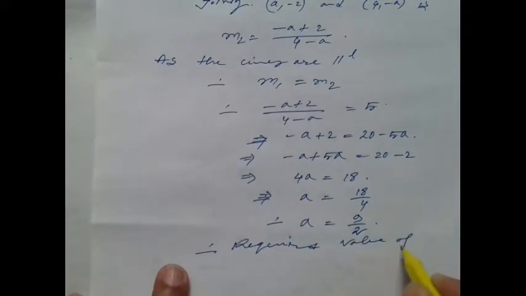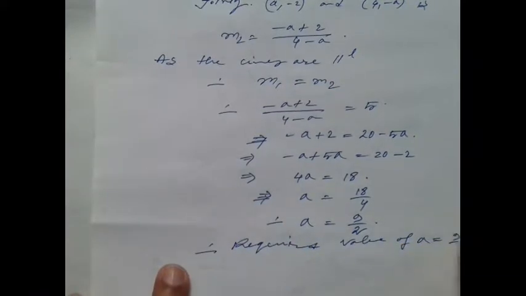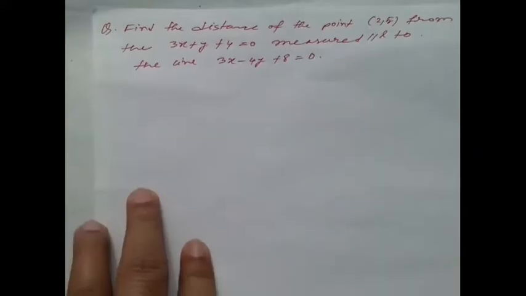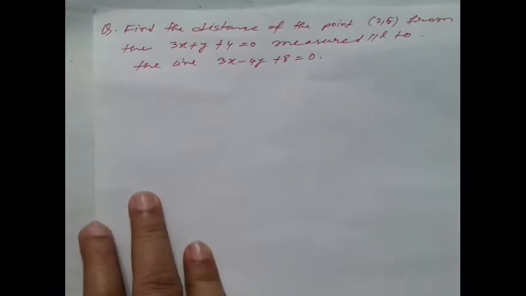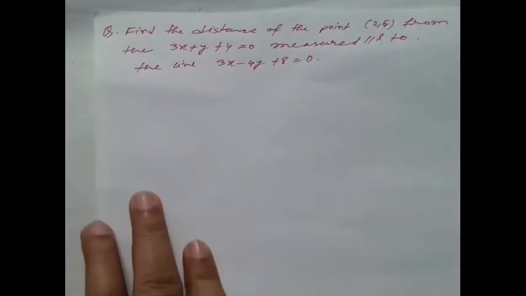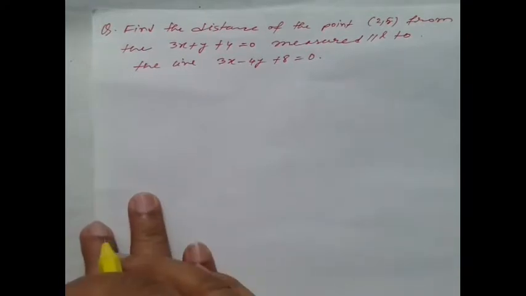This is therefore the required value of a equals 9 by 2. Now we have this problem: find the distance of the point (2, 5) from the line 3x plus y plus 4 equal to 0, measured parallel to the line 3x minus 4y plus 8 equal to 0.